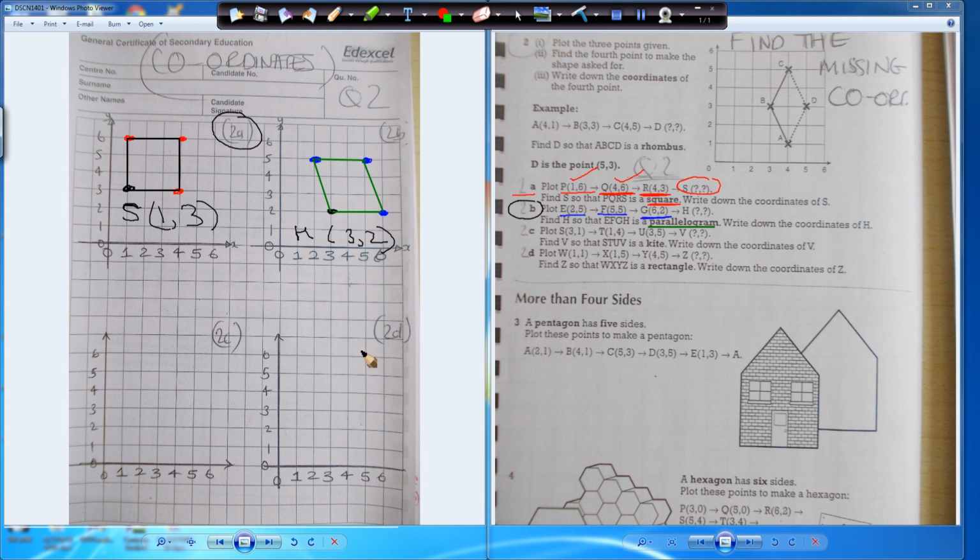Now I've done 2 questions, I need you to do the other 2 questions. Remember they give you 3 points, you have to put the 4th point in yourself and draw the shape and label it. I'm going to pause the video here.